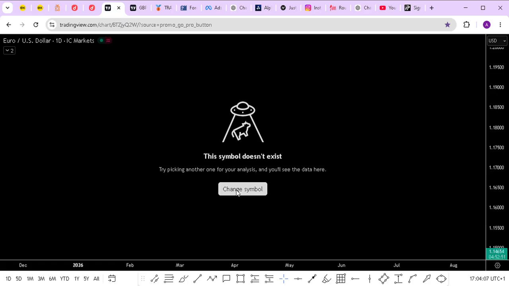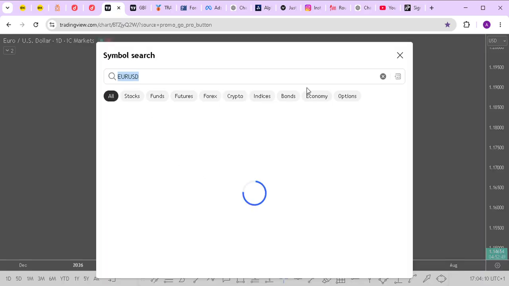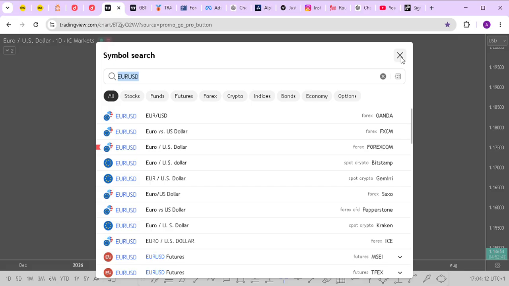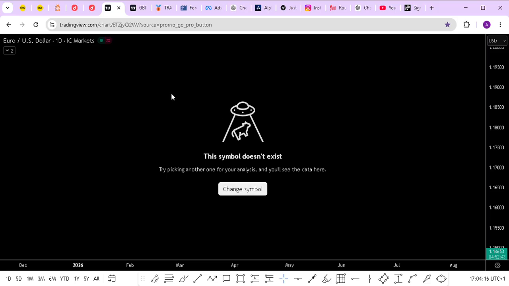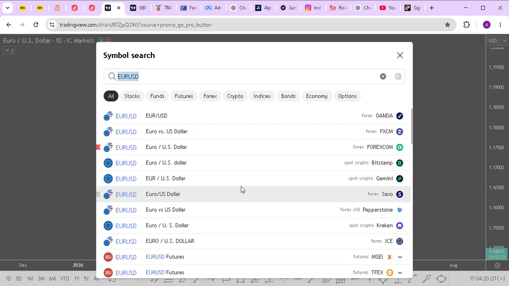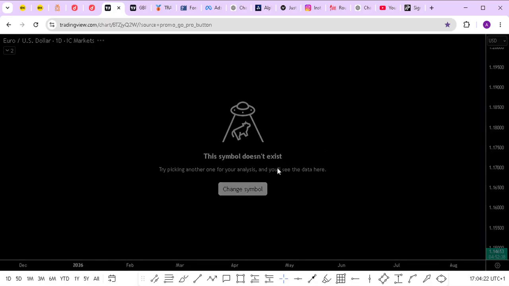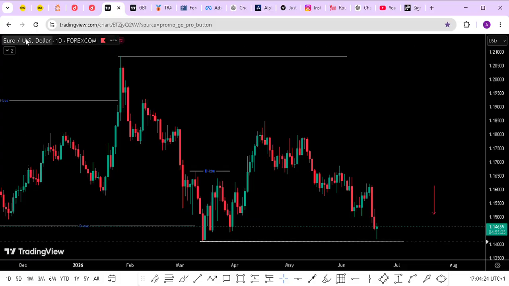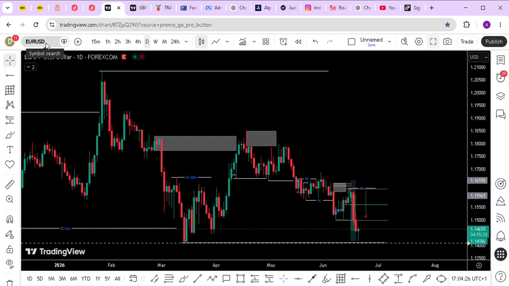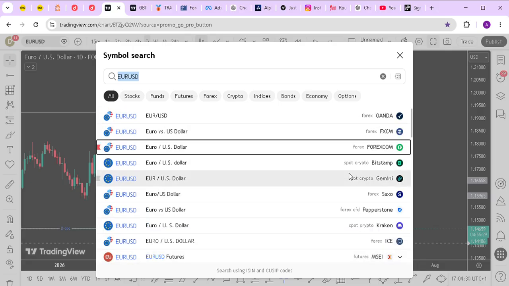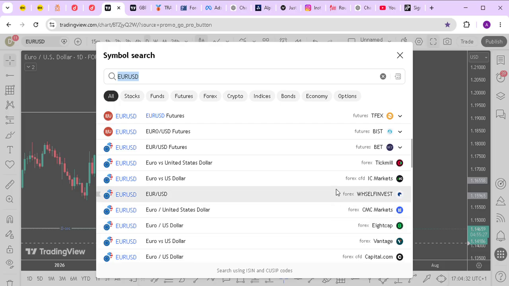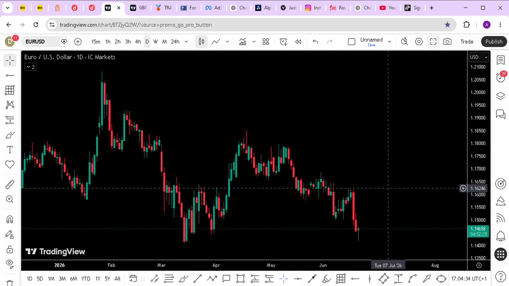What's this? Sorry, I see market, I see market change. This symbol does not exist. Which symbol? I'm coming, guys. Sorry, just give me a few minutes. I'm still using ICM. Okay.